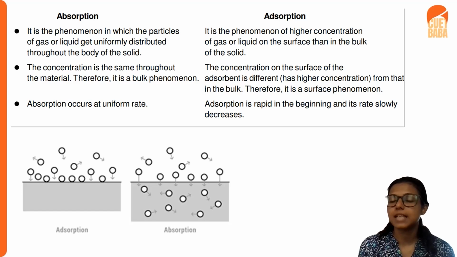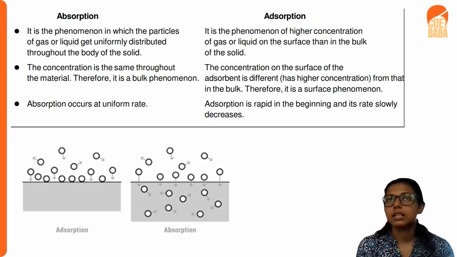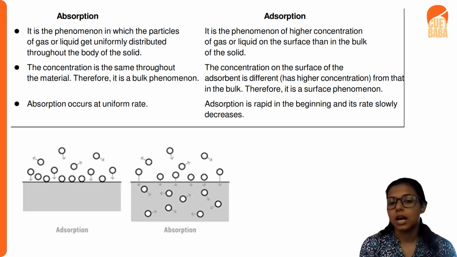Even though there will be a slight absorption in the solid, there will be a higher concentration of the adsorbate only on the surface of the adsorbent. Adsorption is rapid in the beginning and its rate slowly decreases. We know that surface energy decreases when adsorption occurs. At a certain value, adsorption stops.